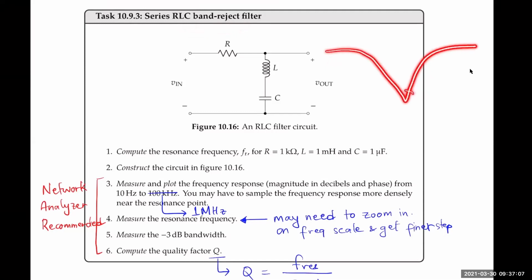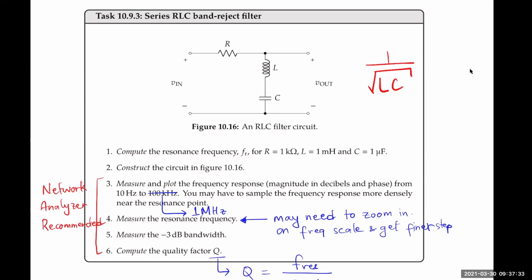But the center of this rejection band is what we call the resonant frequency, basically because at that frequency, the circuit completely absorbs that frequency. Okay, and that resonant frequency will come out to 1 over square root of LC.